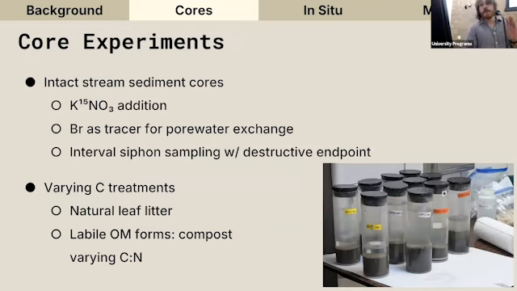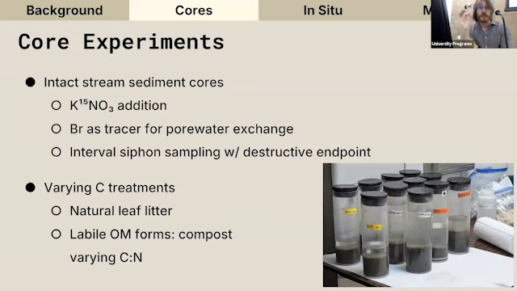To test this, I'm taking whole cores from the streams. I'm spiking them with 15N labeled nitrate and adding bromine as a tracer so we can examine the pore water exchange from that overlying spiked water to the sediment, to see what portion is actually getting bound to the sediment versus stuck out of there when we take this signal from a siphon. And we're also doing destructive endpoints so we can get the amount of nitrate that's also in the sediment at the very end of the experiment as well.